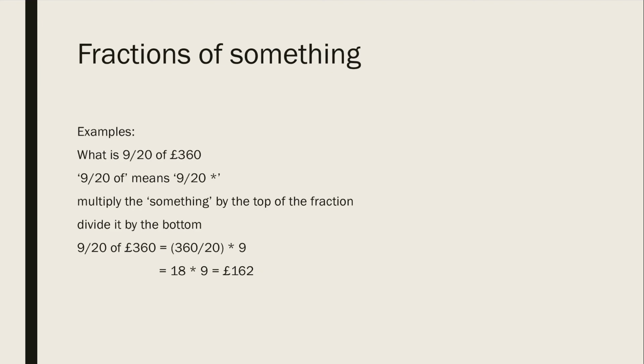Now let's talk about fractions of amounts. I'll talk you through the example. What's 9 over 20 of 360? 9/20 of something basically means 9 over 20 times something else. So we multiply the something by the top of the fraction and divide it by the bottom. So 9 over 20 of 360 is equal to 360 divided by 20 in brackets, remember that, times 9. So it then becomes 18 times 9, which becomes £162. It doesn't matter which order you do those two steps in, just start with whatever's easiest.